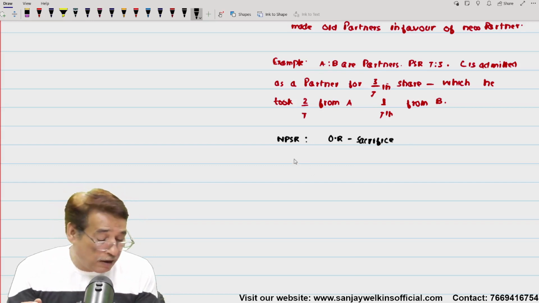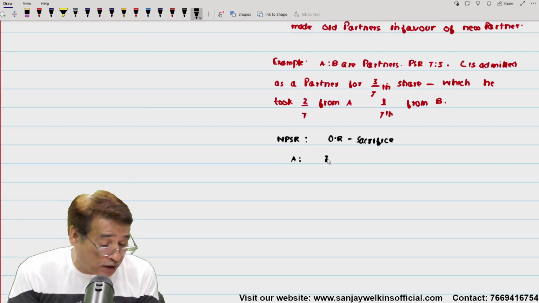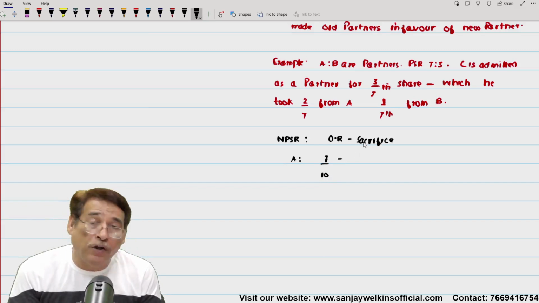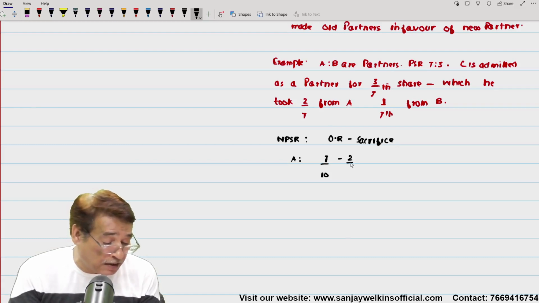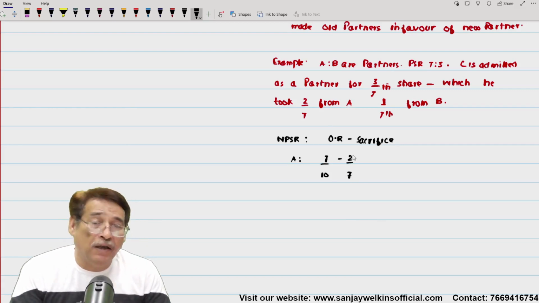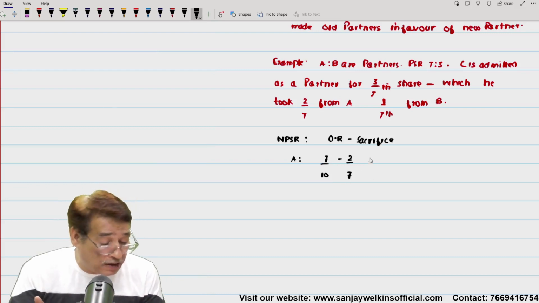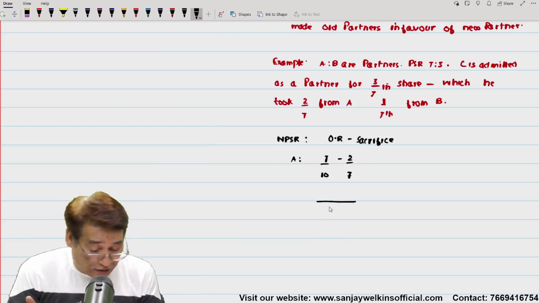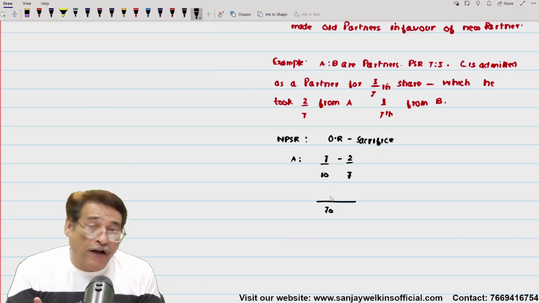Very simple. For example, in this particular case, if I am going to compute the new ratio of A, I will think first of all what was his old ratio. The old ratio is 7/10. From that, I am going to subtract the amount sacrificed. In this case, it is given that A has given 2/7 share to C. So out of 7/10, he has given 2/7. This is the sacrifice made by A. So now what is left? I will take into account the LCM. The LCM will be equal to 70. So 70 gets divided by 7/7.